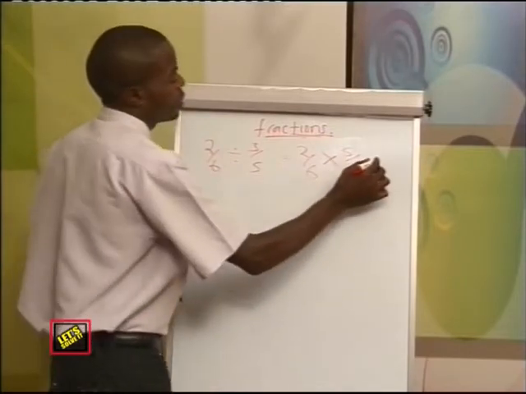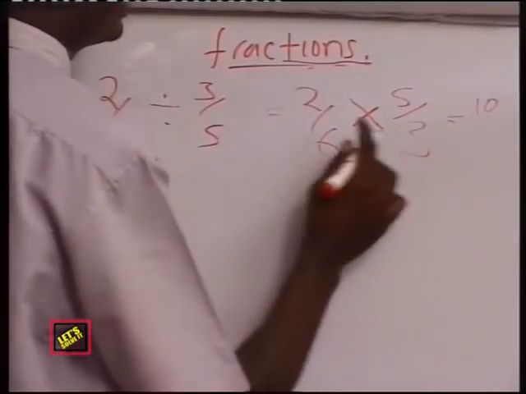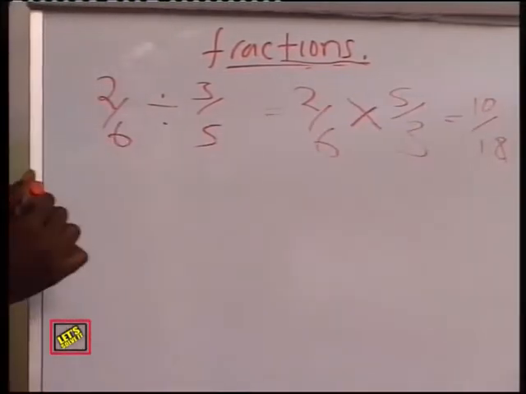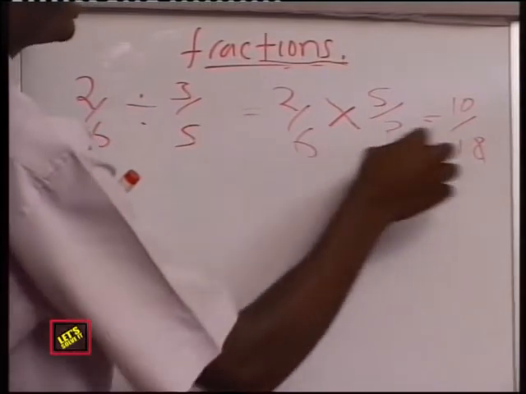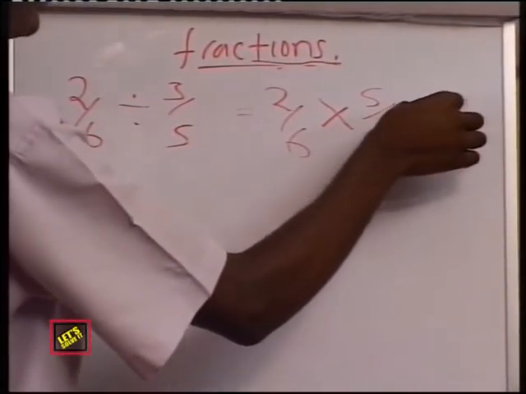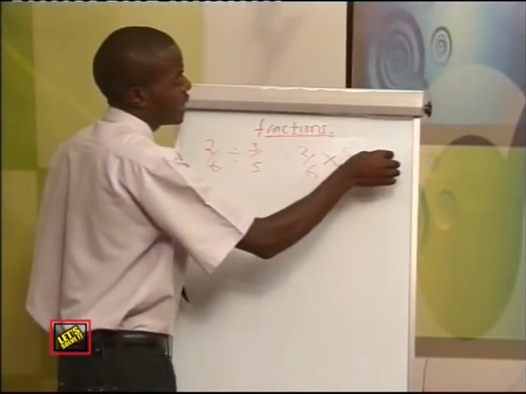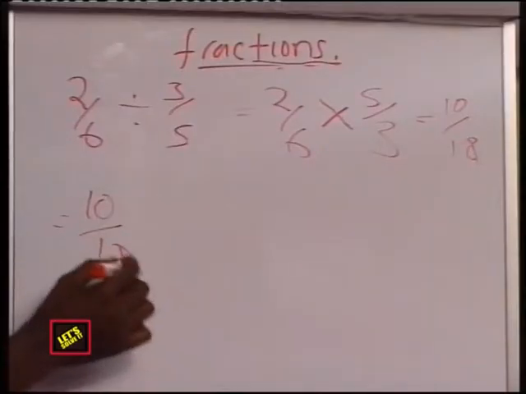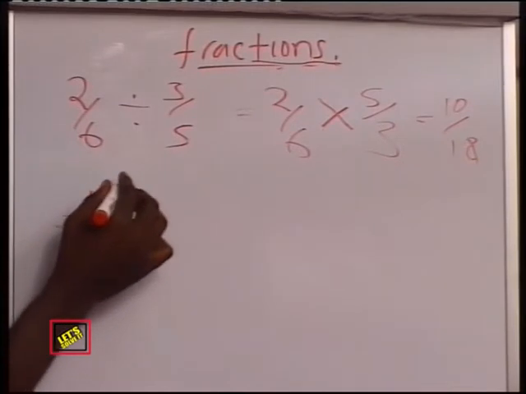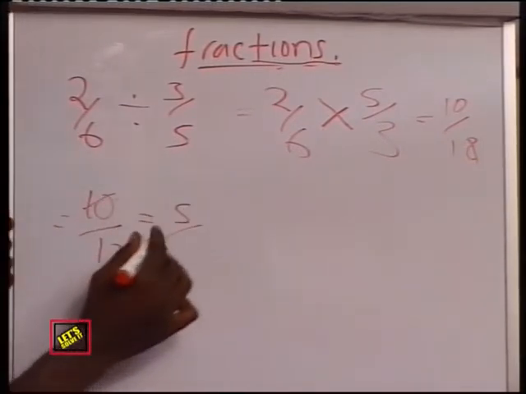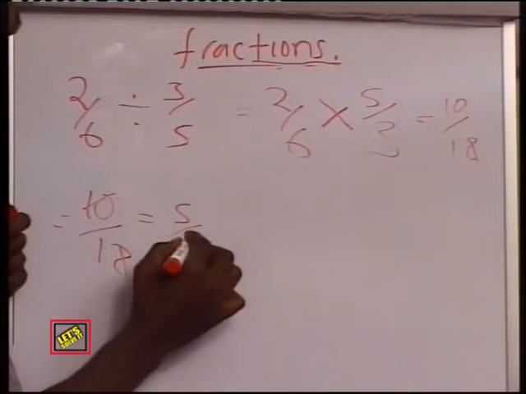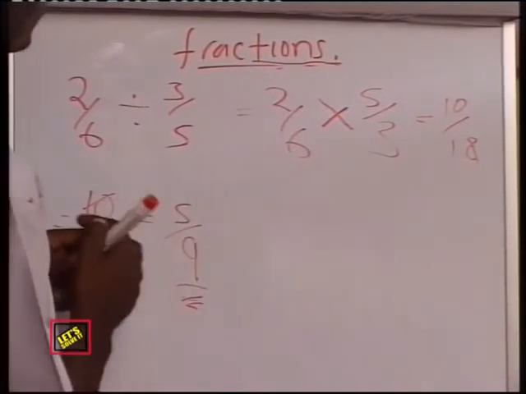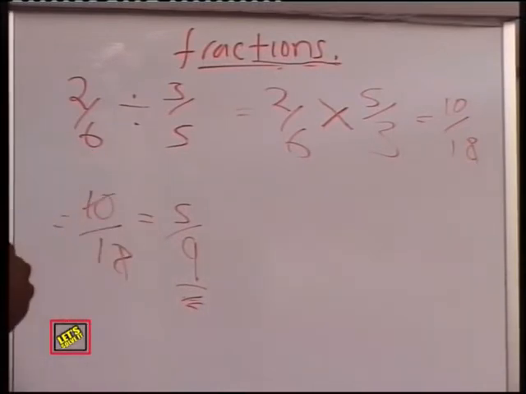Okay, so here we say 2 times 5, the answer is 10. 6 times 3, the answer is 18. So there you ask yourself, do we have any number which can go into 10 and 18 without leaving a remainder? The answer is yes, we've got 2. 2 into 10, the answer is 5. 2 into 18, the answer is 9. Any other number? No. So this is our answer.